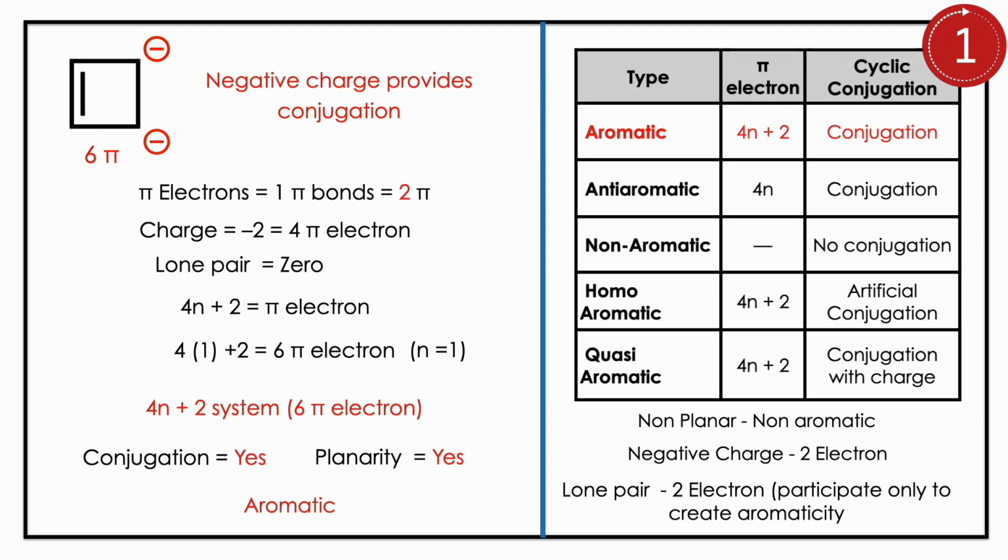The compound has one pi bond, so 2 pi electrons, but it has two negative charges, so totally 4 pi electrons. If you consider the pi electrons from the negative charge and the pi bond, it means totally 6 pi electrons. 6 pi electrons is a 4n plus 2 system where n equals 1. So in a 4n plus 2 system, the negative charge provides conjugation and definitely it is planar, so the compound is aromatic.